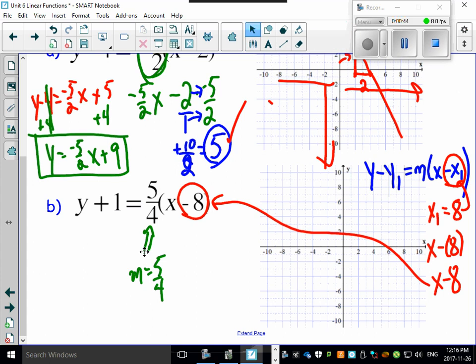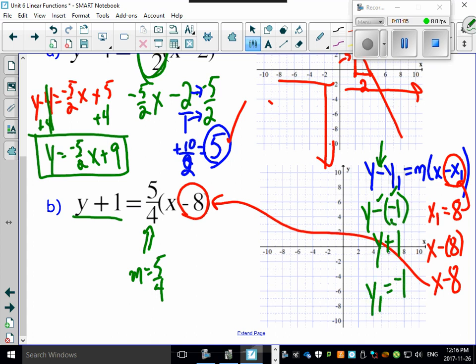Now, take a look again. Here comes this part. Aha, now I've got a positive 1. So in order to make this sign change, think about what I have to put in here. Yep, I have to put in a minus 1 because a minus minus changes it to a positive, give me a y plus 1, and that means my y1 is that negative 1 right here. Okay, so it needed to be negative in order to change it. So here's my point. The x is 8, the y is minus 1.